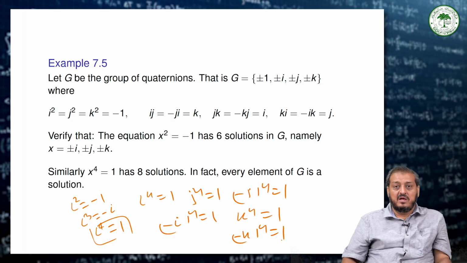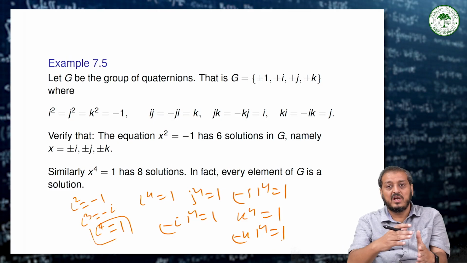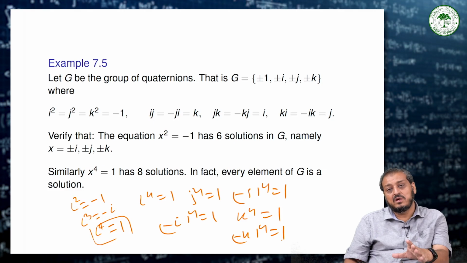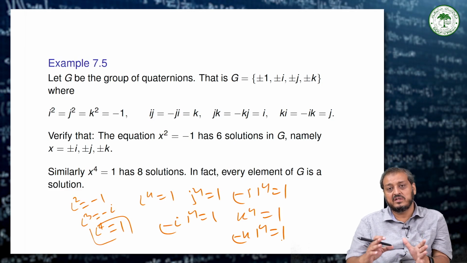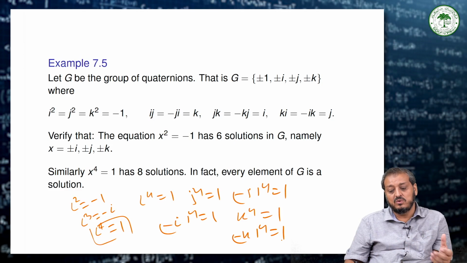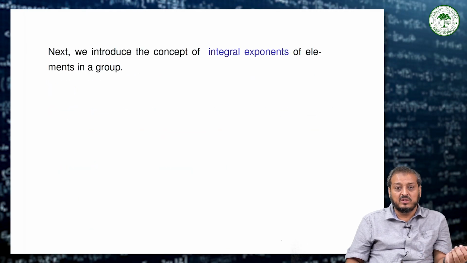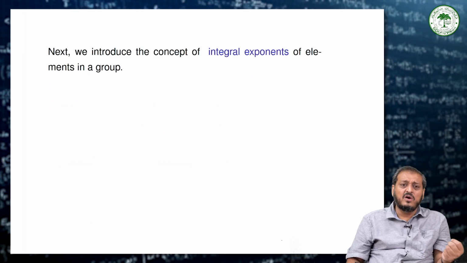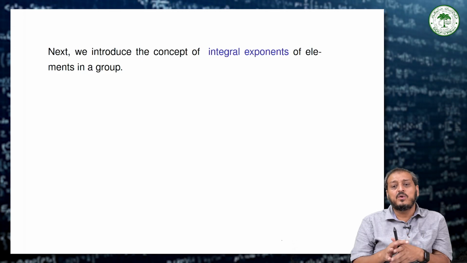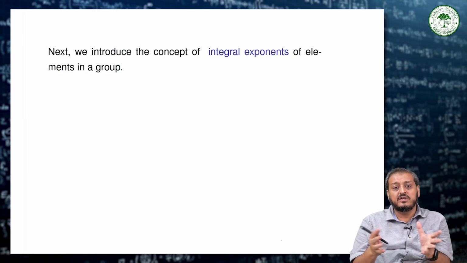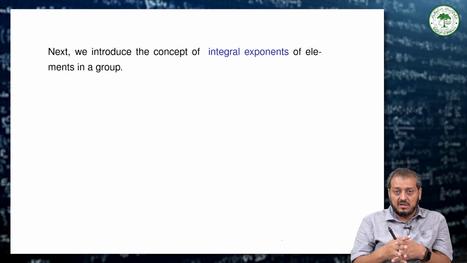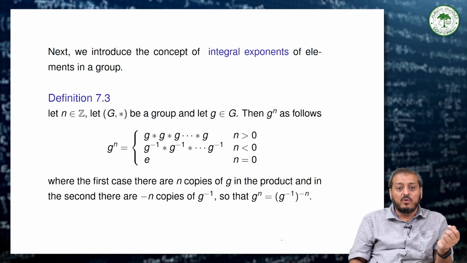So this is an example of the previous proposition, which says that if Ax equals B has a solution, then that solution is the unique solution. Now we introduce the concept of integral exponents of the elements in a group.